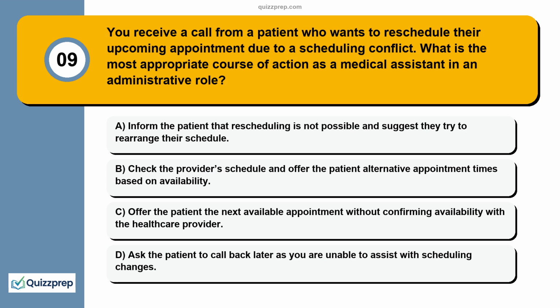Question 9. You receive a call from a patient who wants to reschedule their upcoming appointment due to a scheduling conflict. What is the most appropriate course of action as a medical assistant in an administrative role? Inform the patient that rescheduling is not possible and suggest they try to rearrange their schedule. Check the provider's schedule and offer the patient alternative appointment times based on availability. Offer the patient the next available appointment without confirming availability with the healthcare provider. Ask the patient to call back later as you are unable to assist with scheduling changes.